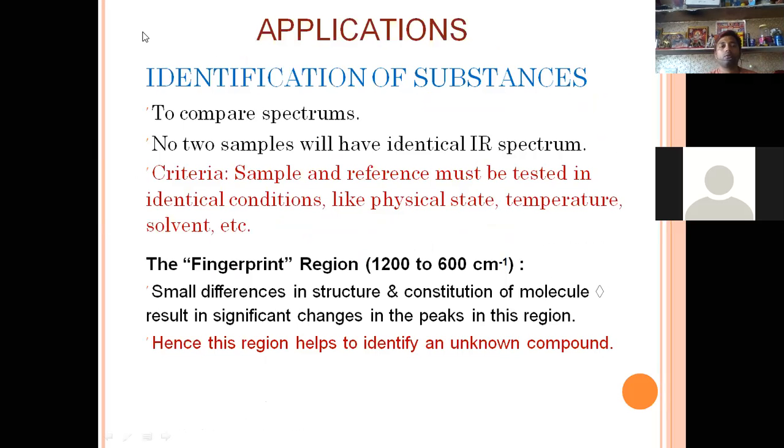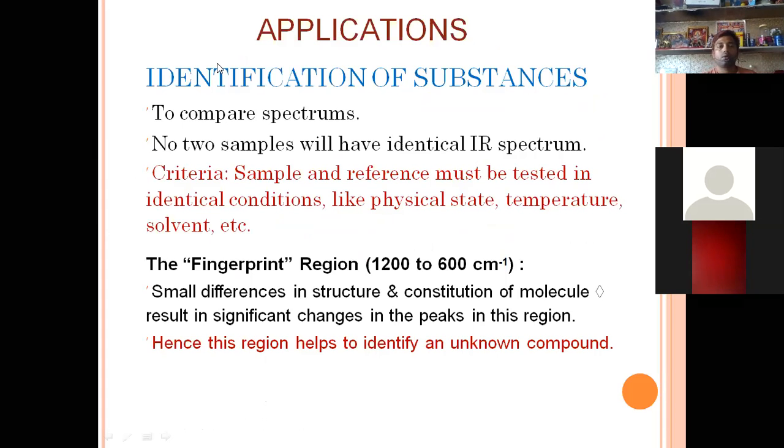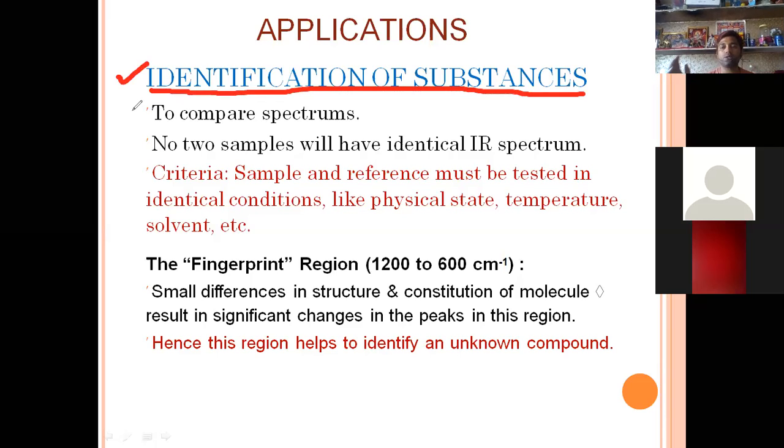Now we come to the applications of IR spectroscopy. Where is it being used? First, identification of substances: identification of any unknown compound.